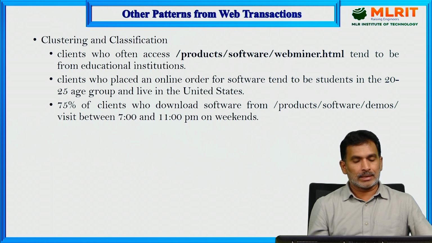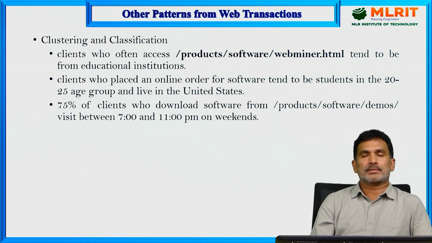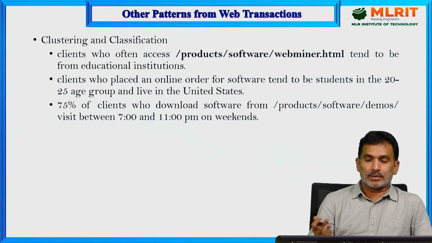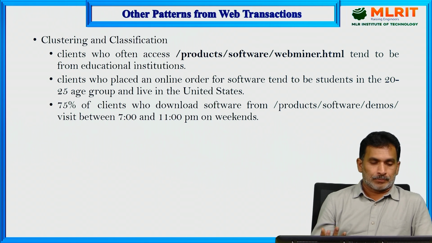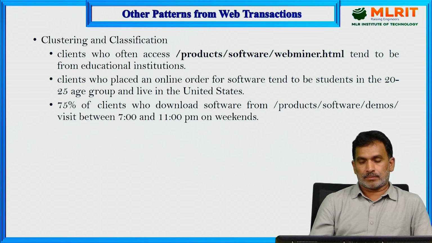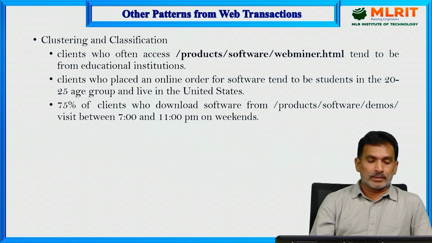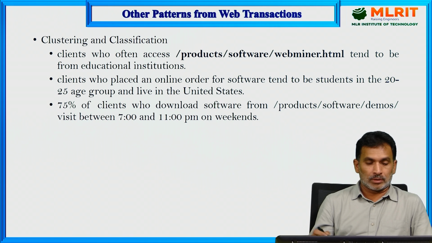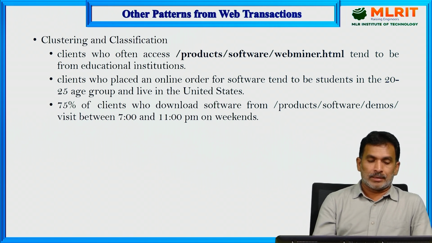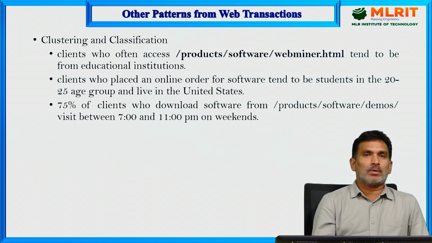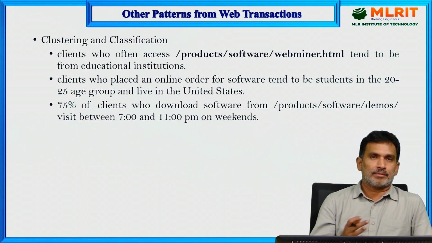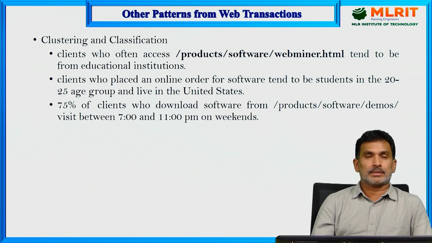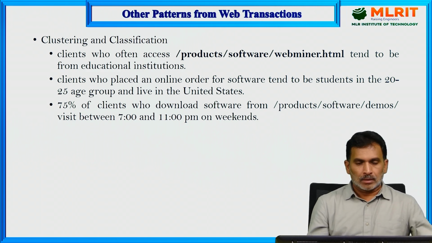Next, clustering and classification. Clients who often access product software webminer.html tend to be from educational institutions. Clients who placed an online order for the software tend to be students in the 20 to 25 age group and live in the United States. So based on the demographics also we could identify patterns. Next, 75% of clients who downloaded software from the product software demos visit between 7 and 11 p.m. on weekends. So these are the insights we could derive.